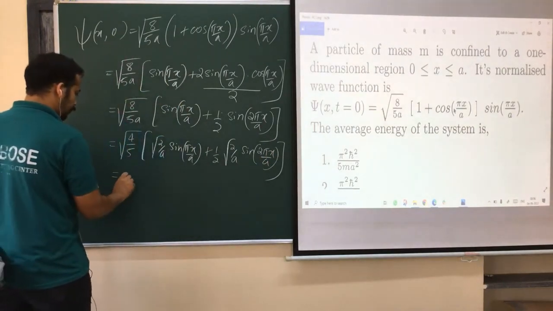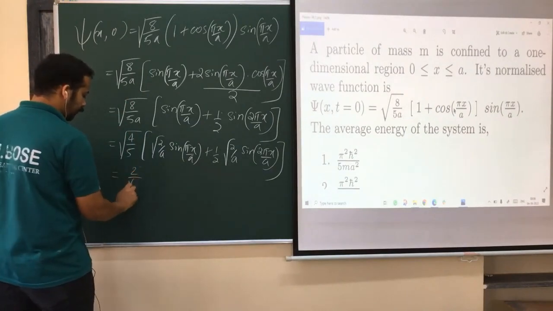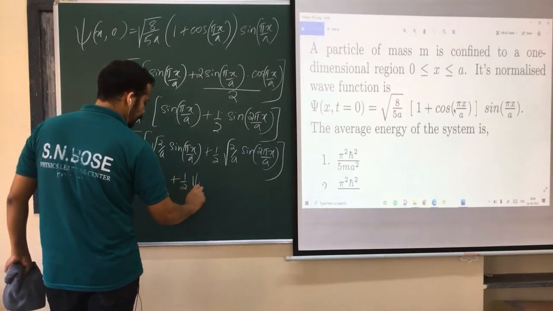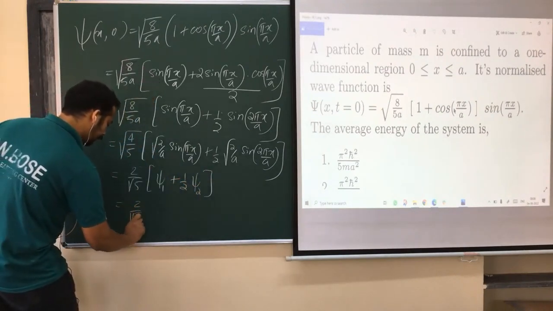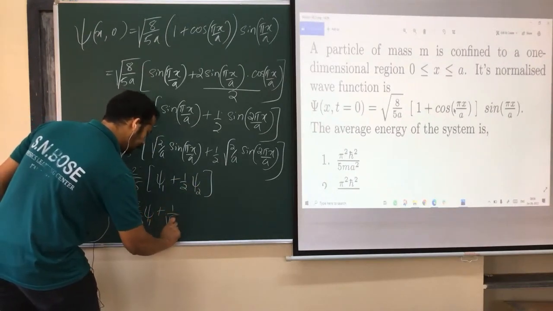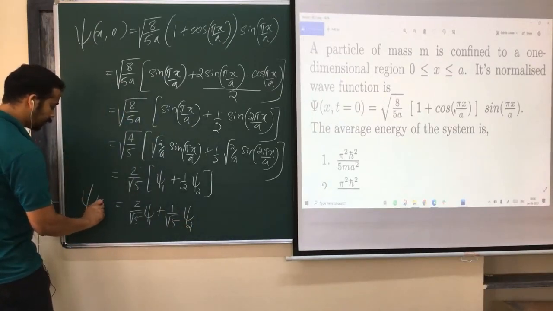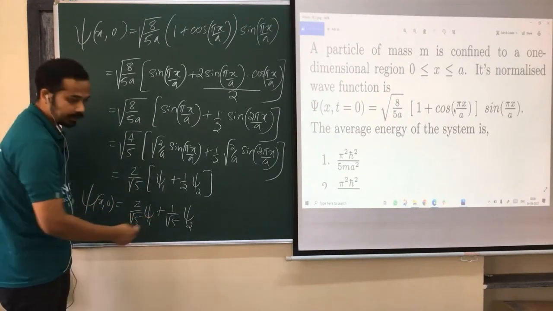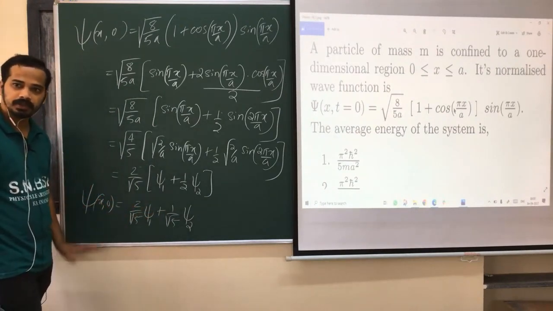That's equal to root of 4 by 5. What is root of 4 by 5? 2 by root 5. So 2 by root 5 psi 1 plus half psi 2, which is 2 by root 5 psi 1 plus 1 by root 5 psi 2. Check whether the state is normalized by mod squaring and adding these two terms: 4 by 5 plus 1 by 5 equals 1. It is normalized.